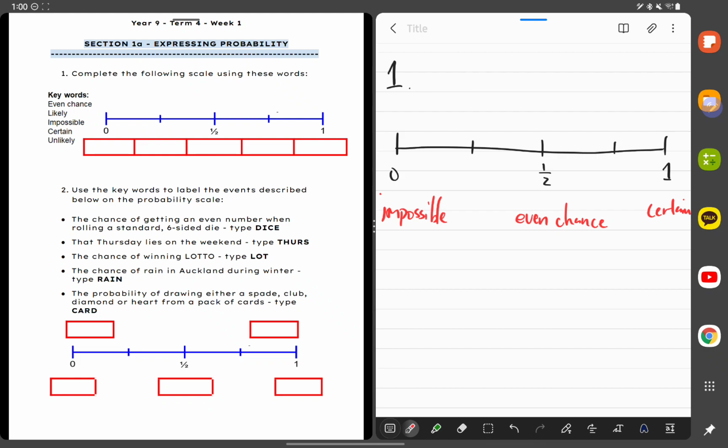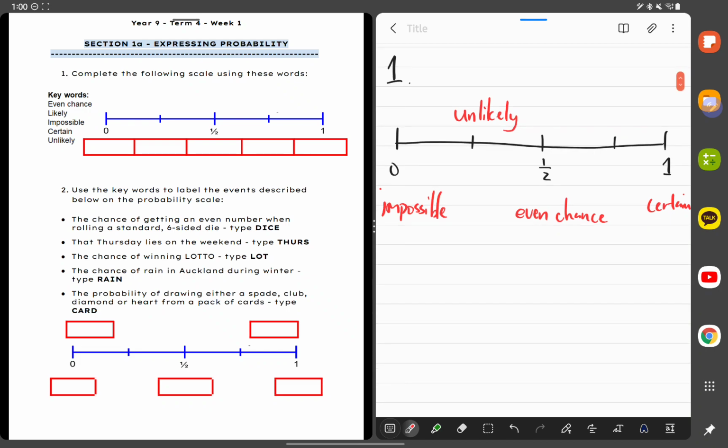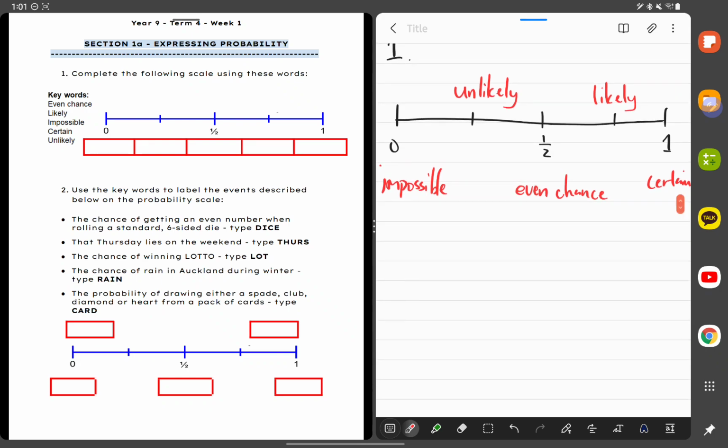Now let's talk about those in the middle. This one is closer to impossible, so we're going to say this is unlikely. It's less than 50% chance. It's not impossible. It's not something to count on. Which means this one becomes likely. It's higher than 50%. It's not 100%. So it's likely. There we go.